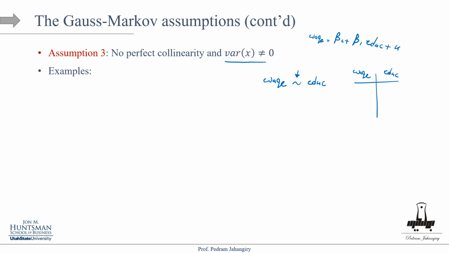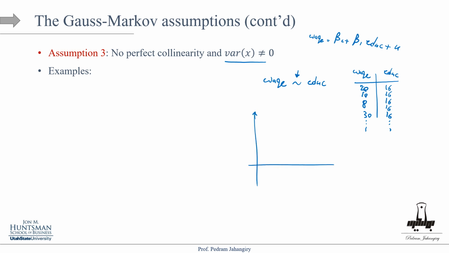Let's say they all have 16 years of education: 16, 16, 16, 16, 16, and so on. Obviously you're going to have different wages. I don't know, imagine these are hourly wages: 20, 10, minimum wage 8-ish, 30, and so on. If I want to plot this, what do I get?